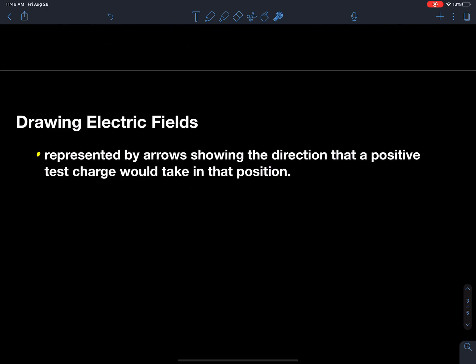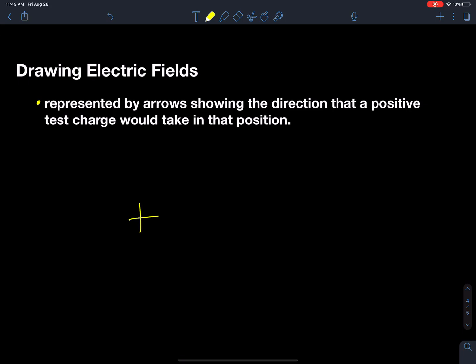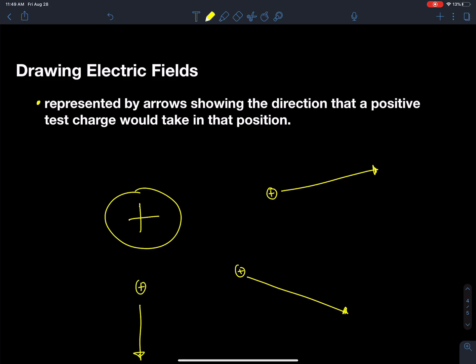So let's see how we draw electric fields. Here's my central charged object, and the electric fields are represented by arrows showing the direction that a positive test charge would take in that position. As I showed you before, if I put a positive test charge over here, it would fly in that direction. If I put a positive test charge here, it would fly in that direction, and so on and so on.